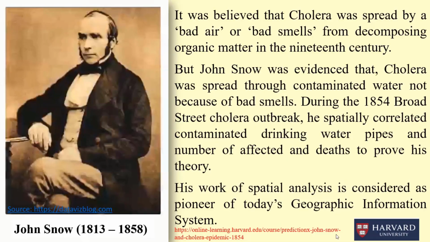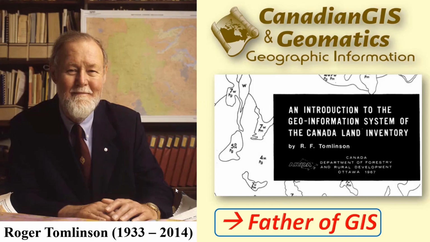in the browser. The second important person in the field of GIS is Roger Tomlinson, who is also considered the father of GIS. He was born in 1933 and died in 2014. He was an English geographer and the primary inventor of the modern computerized geographic information system. He developed the first GIS for the Canada Land Inventory in the early 1960s.